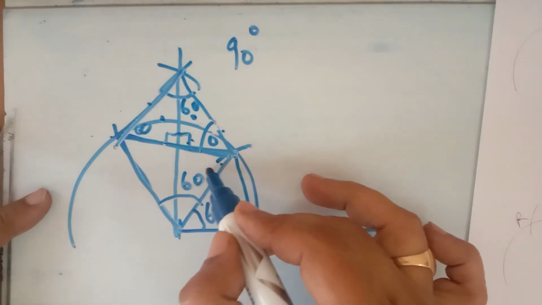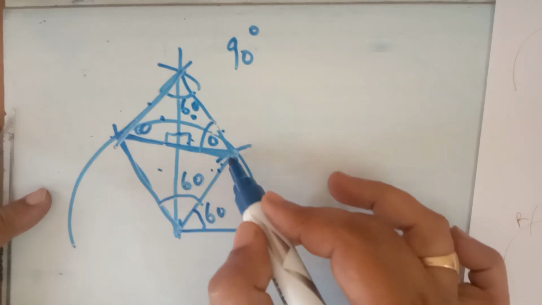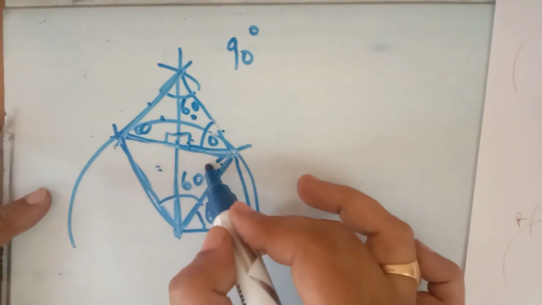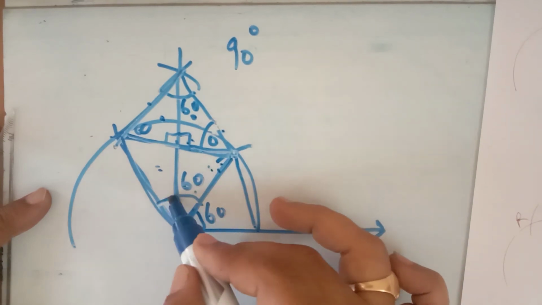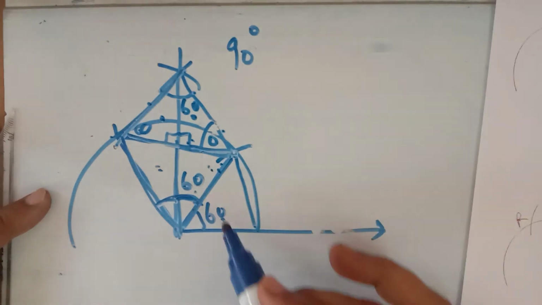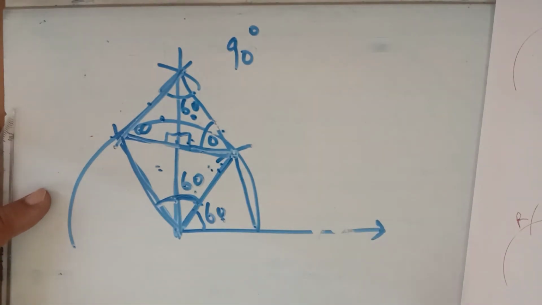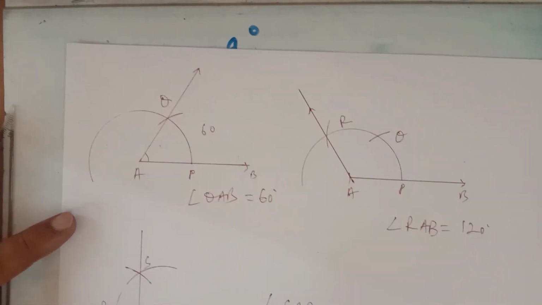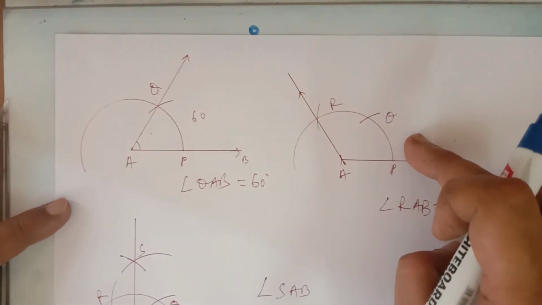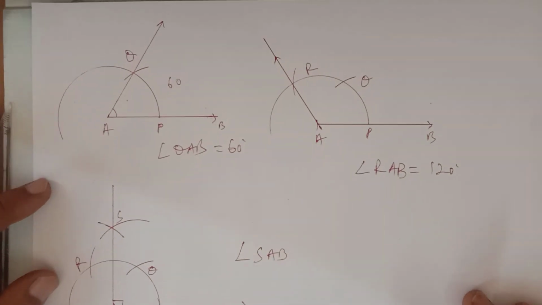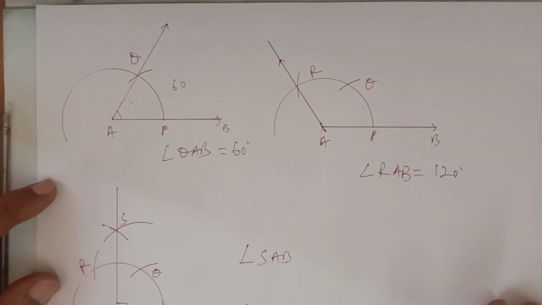Similarly you can prove that these two triangles are congruent. This is equal to this, this is common, and this is equal to this. So these two angles are equal. So this is a 60 degree angle, and these two angles are of 30. So 60 plus 30, 90. So this angle is equal to 90. So this is the method to draw an angle of 60 degree, 120 degree and 90 degree by using compass and scale only.